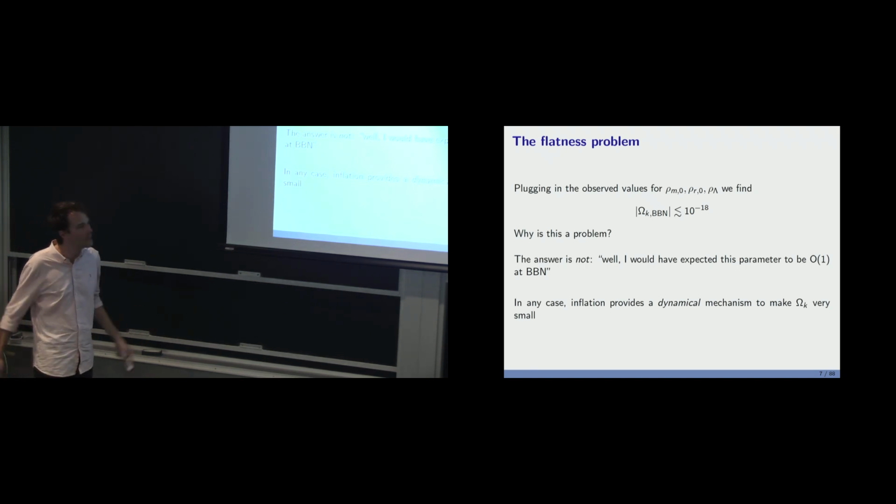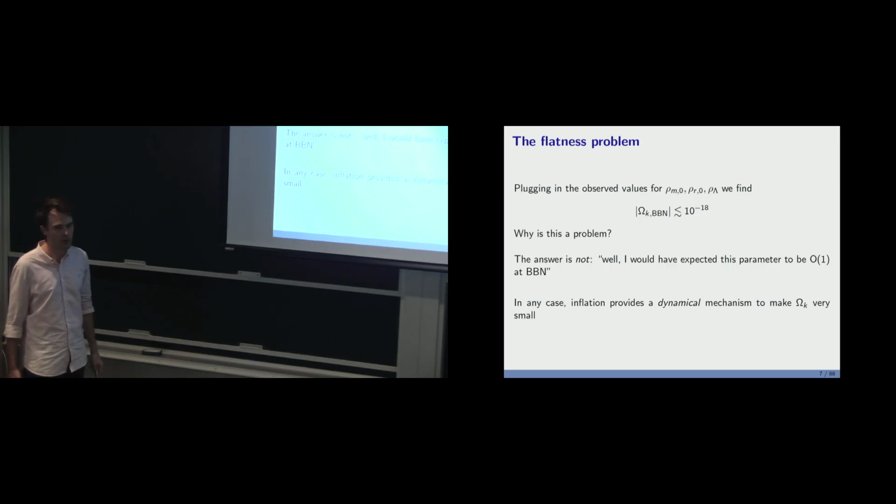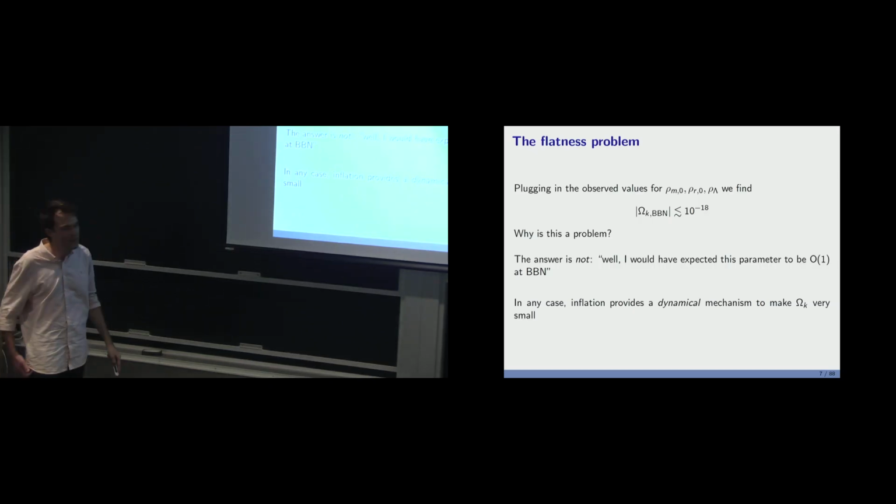Is this really a problem? So, for example, the answer to that is not, well, I would have expected this to be some order 1 number at BBN. For example, lambda is also very small at BBN. Nobody cares. So it's right. Lambda at BBN is also extremely subdominant. That's right. So I'm actually criticizing the fact that it's a problem. Okay, yeah, it's supposed to be.